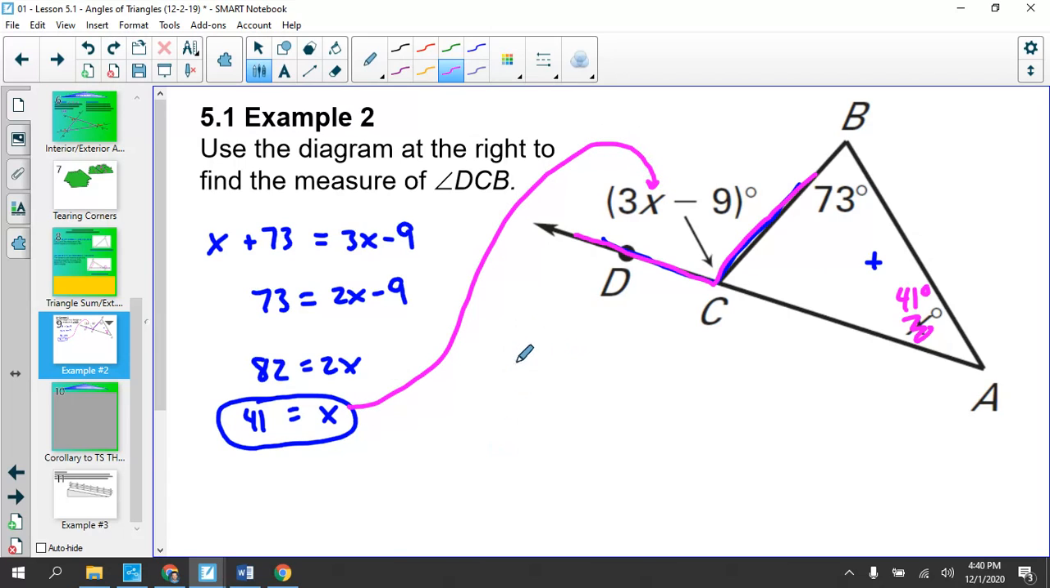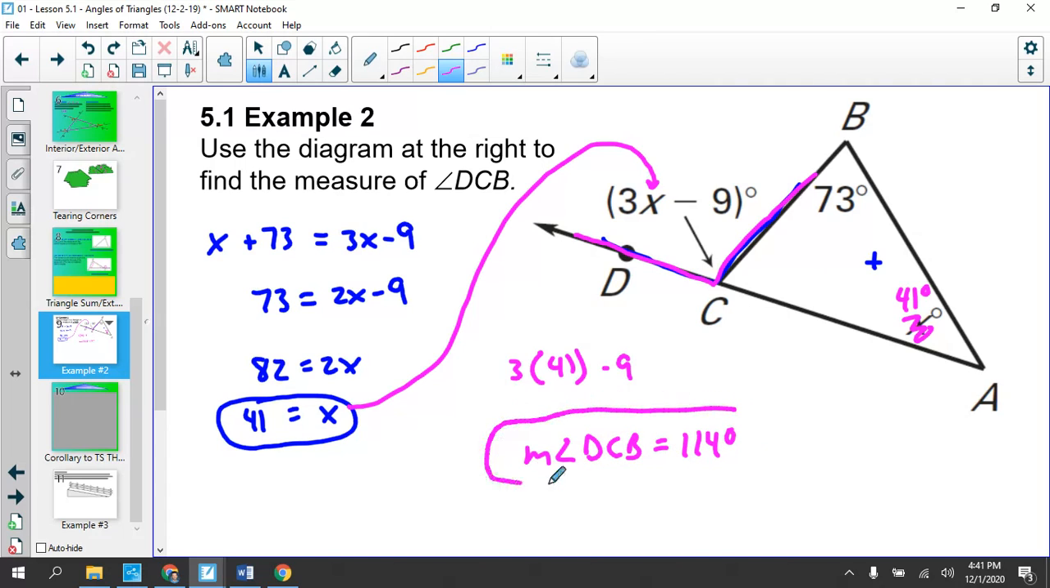So I'm grabbing my calculator. I'm going 3 times 41. Whoops, that's a 41 minus 9. Let's see, 3 times 41 minus 9. I'm getting 114. So the measure of angle DCB equals 114 degrees. All right, so I just kind of happened to pick one.